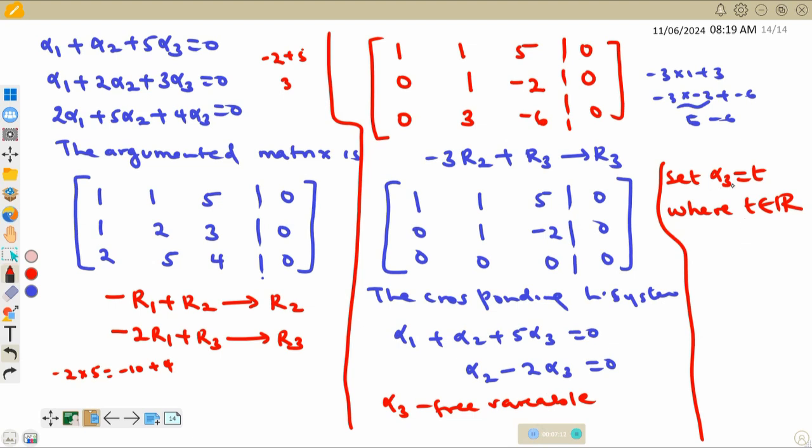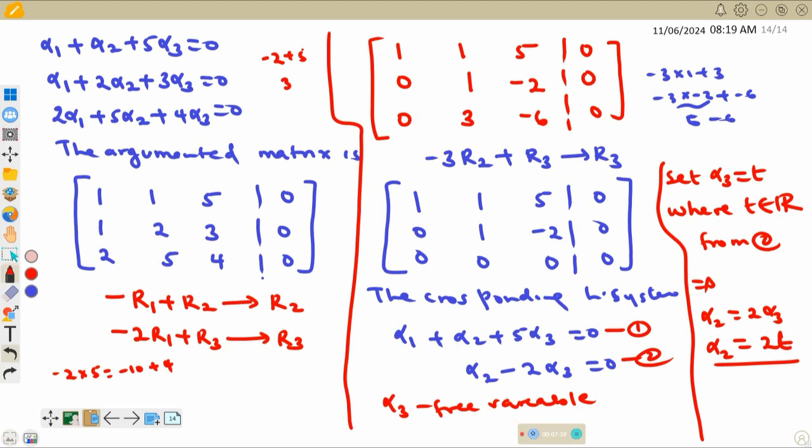So after setting alpha 3 to t, from equation 2, it implies that alpha 2 will be the same as 2 alpha 3, and for that case, it means alpha 2 is the same as 2t. So this will be alpha 2.